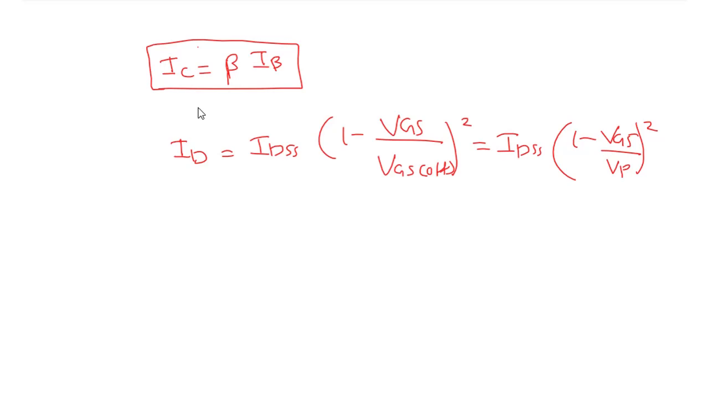So this is the relationship between the various parameters. Now what is ID here? ID is the drain current. And what is IDSS? It is the drain current with source short circuited to gate. VGS is the gate source voltage, VGS off is the gate source cutoff voltage, and VP is the pinch off voltage.